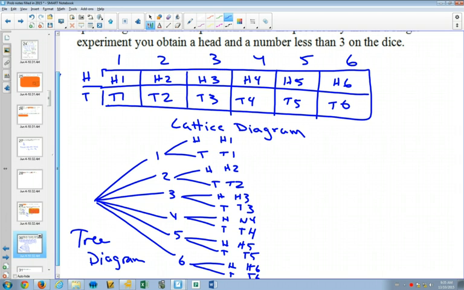Oh, just figured out a quiz that'll take you all class. You roll 5 dice. Draw your tree diagram for that one.